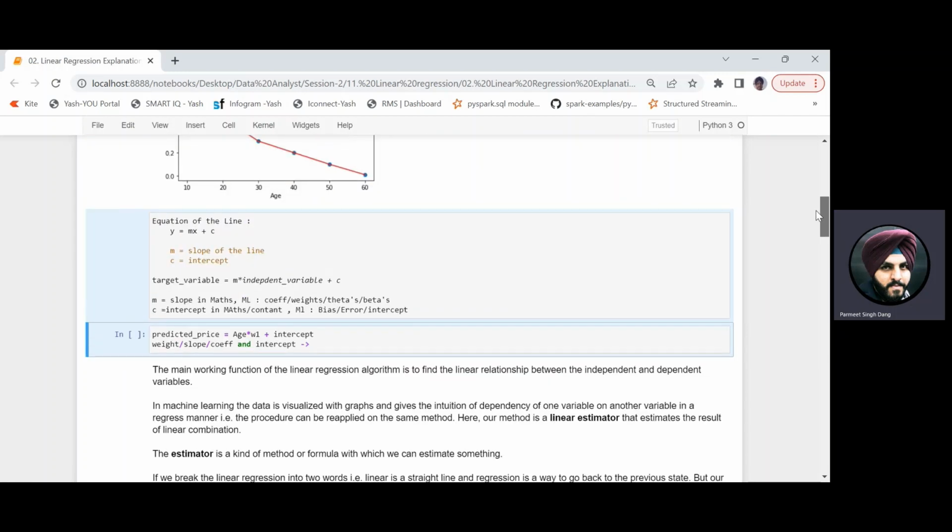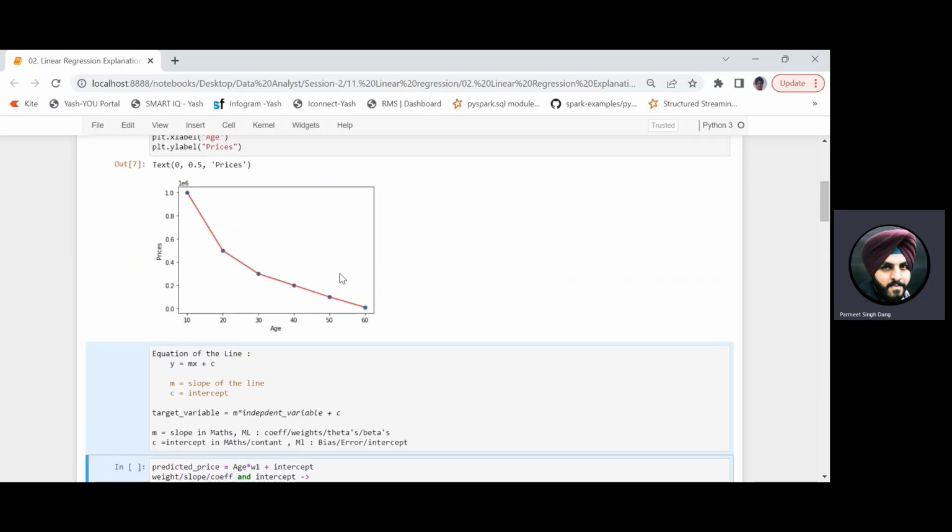Now, there could be a possibility in this case, if I draw the line here, you would see that as the age of the house is increasing, the price of the house is decreasing. So it is a negative linear relationship, because if I increase 1 unit of X, there is a decrease in 1 unit of Y.